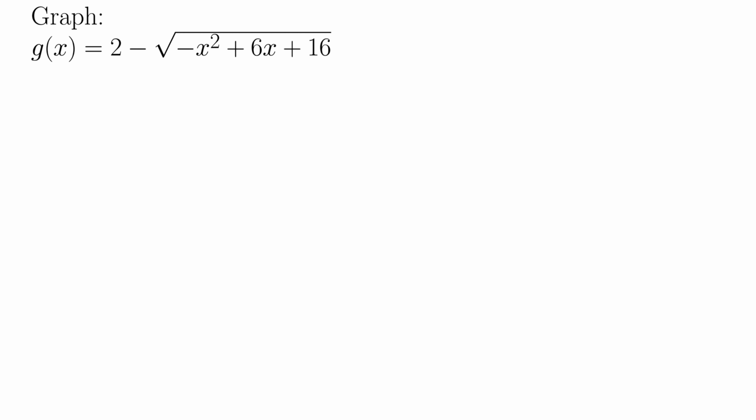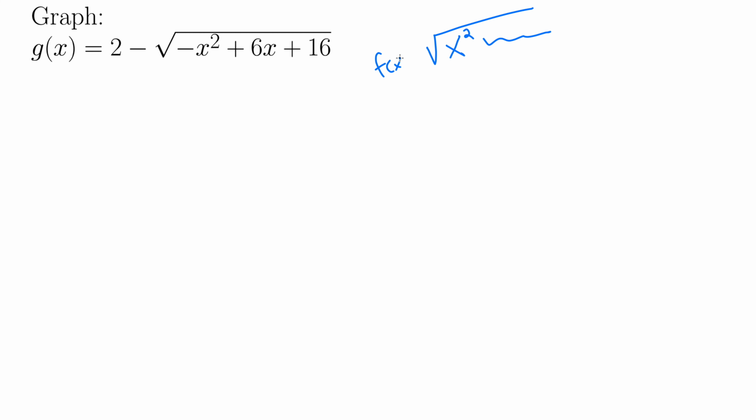In this example, we want to graph the function g of x equals 2 minus the square root of negative x squared plus 6x plus 16. Now, this is a very odd function to graph unless you know what's essentially a trick to it. But this trick is useful anytime you have something of the form square root with an x squared in it and a bunch of other stuff that you're trying to graph.